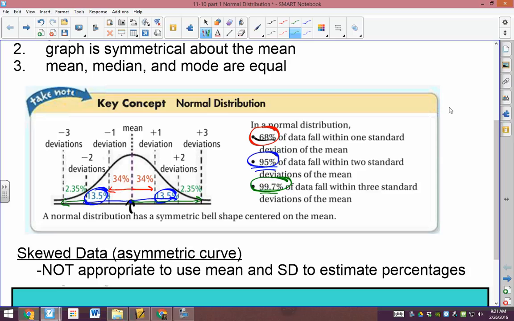So how many more percent is that? That's 4.7, and then half of it is to the right, and half of it is to the left. So that's how we come up with those little pieces. It is important to note that there is some data that is missing. How much? Just 0.3. And that means that 0.15% of the data happens outside of three standard deviations on each side.